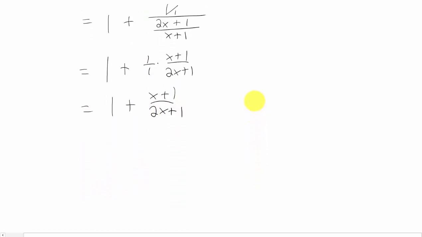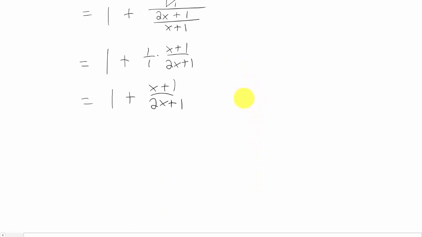And we are down to our last order of business, which is just combining the two terms that are left. The only way to do that is with a common denominator. So I'm going to multiply this by 2x plus 1 over 2x plus 1. And now we have the common denominator that we need. The first term here becomes 2x plus 1 over 2x plus 1. The second term is still x plus 1 over 2x plus 1.